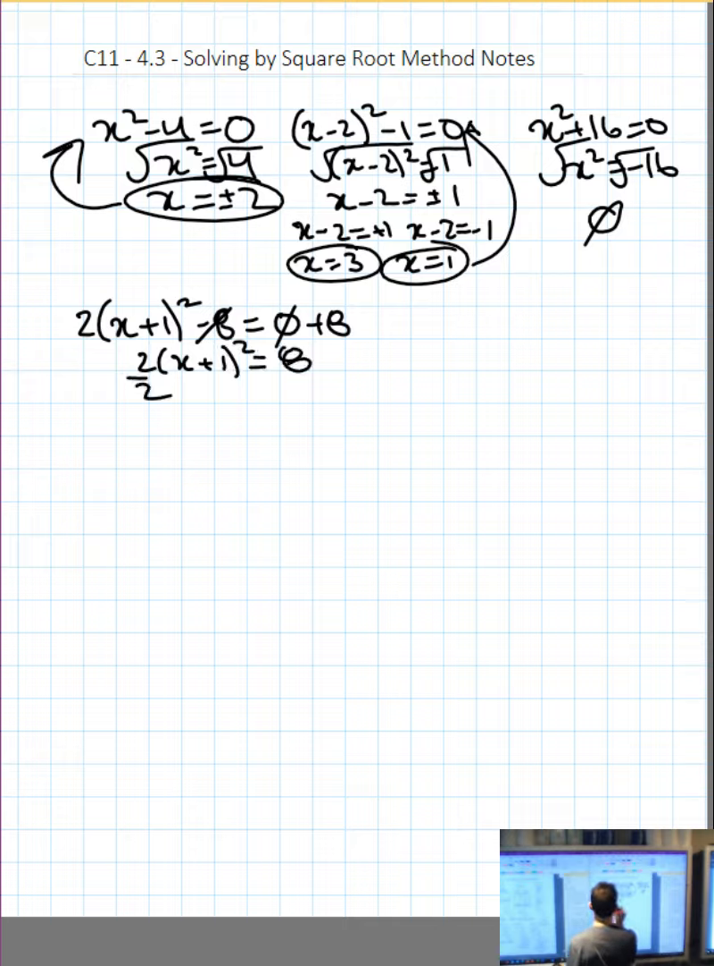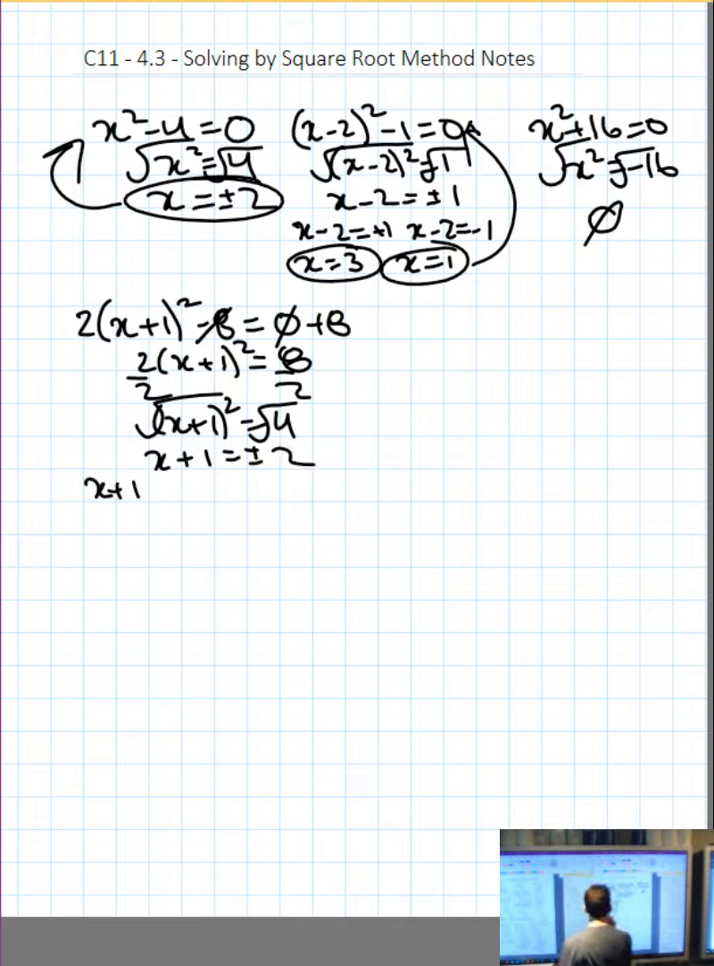We just added 8 to both sides. Now we have to divide both sides by 2. So x plus 1 all squared equals 8 divided by 2, which is 4. Then we're going to square root both sides. So x plus 1 equals plus or minus 2. Two equations side by side. x plus 1 equals positive 2. x plus 1 equals negative 2. One for the positive, one for the negative. Subtract 1 from both sides for both. x equals, subtracting 1, 2 minus 1 is 1.